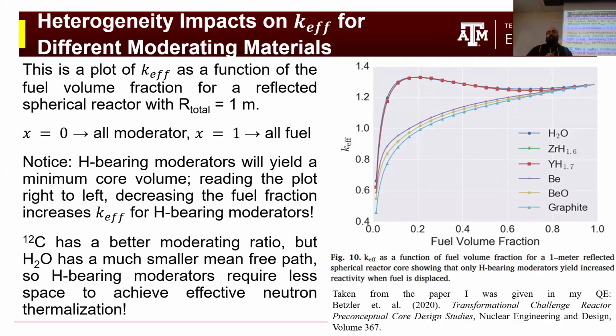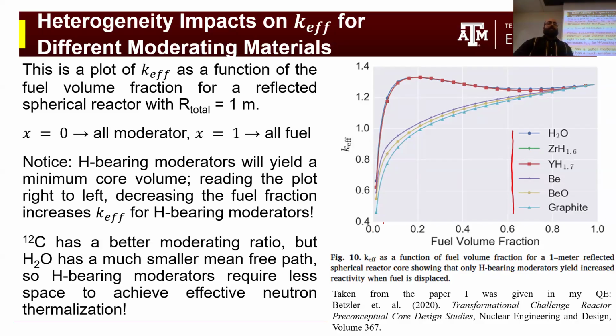So this is a similar plot. This is showing k effective as a function of the fuel volume fraction for a reflected spherical reactor that has a total radius of 1 meter. So the fuel volume fraction here is just, of this 1 meter reactor, what fraction of the volume is the fuel and what fraction is the moderator. This is plotted against several different moderating types. Notice that at x equals 0, basically all of these are 0.